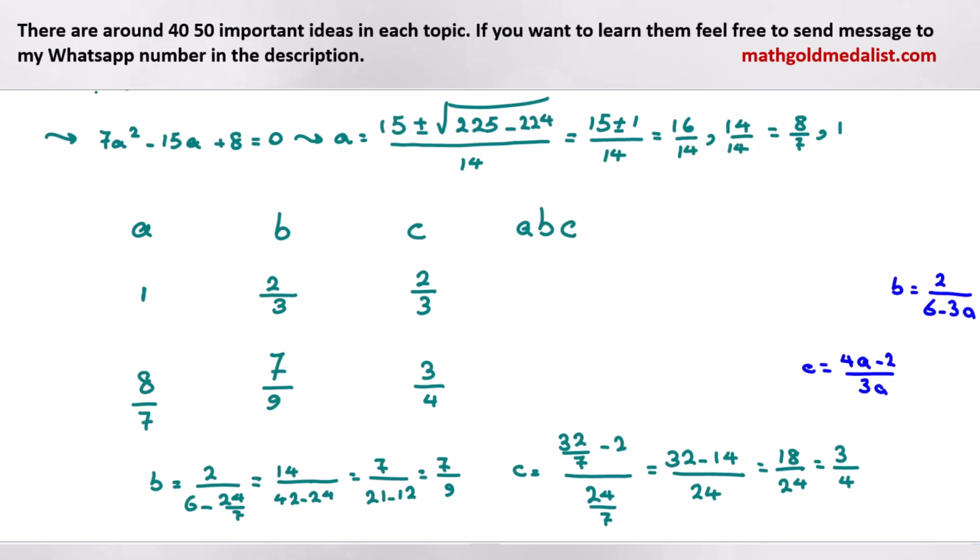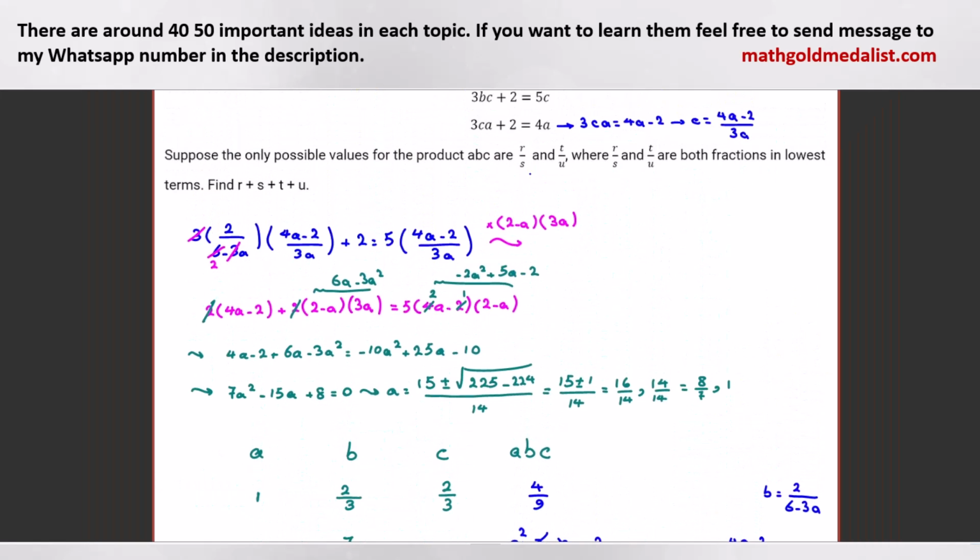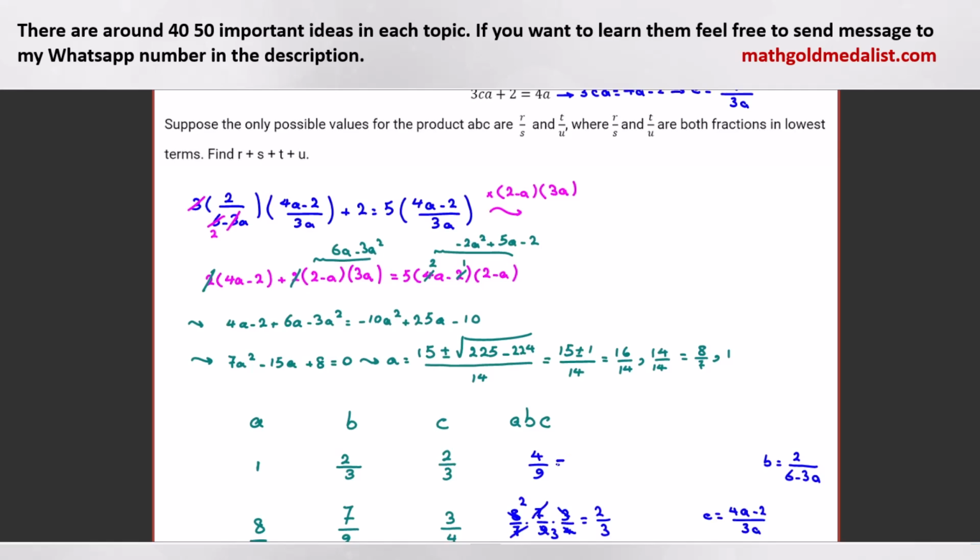Now, if you multiply A, B, C, here 2, 2, 4, 4 over 9. This one, 8 over 7 times 7 over 9 times 3 over 4. 7, 7 will be cancelled. This one 3, this one 2, so it will be 2 over 3. Okay? 2 over 3, 4 over 9. The problem wants what? The problem says the fractions, for example, first one, R over S, next one, T over U in lowest terms. Find R plus S plus T plus U.